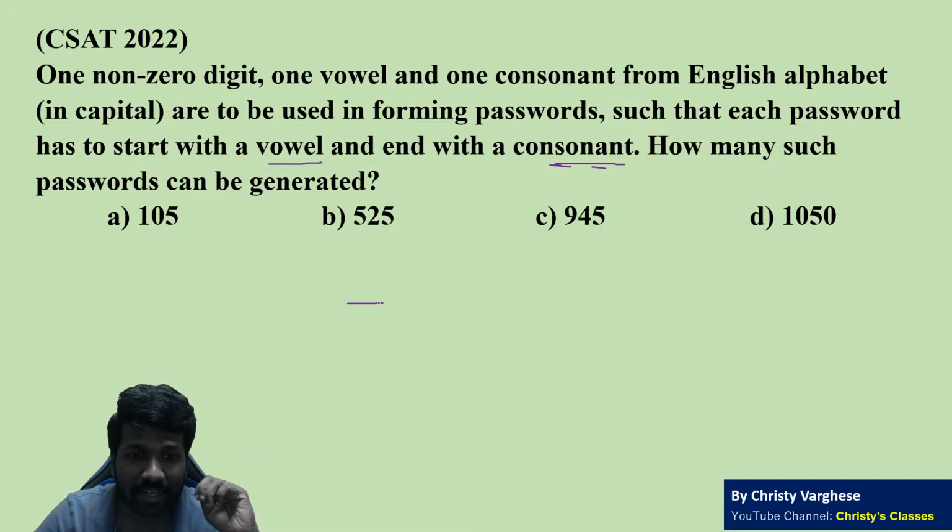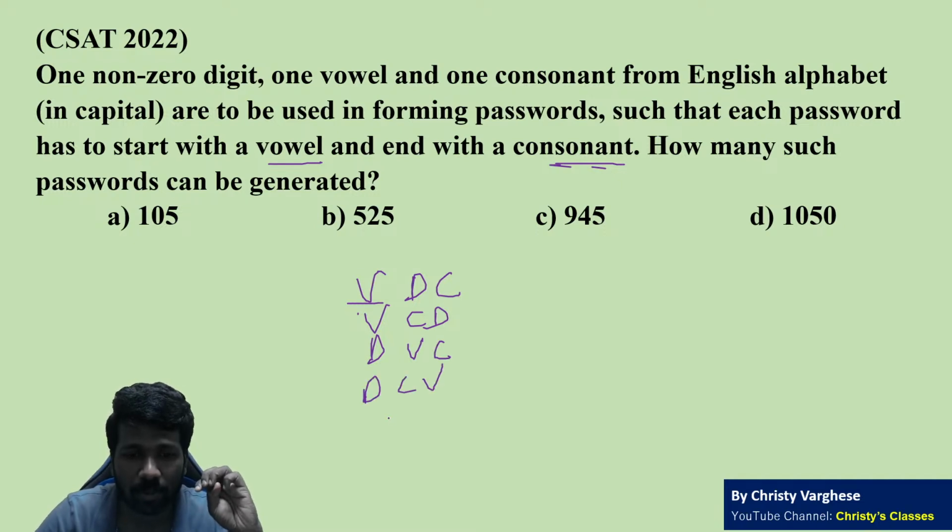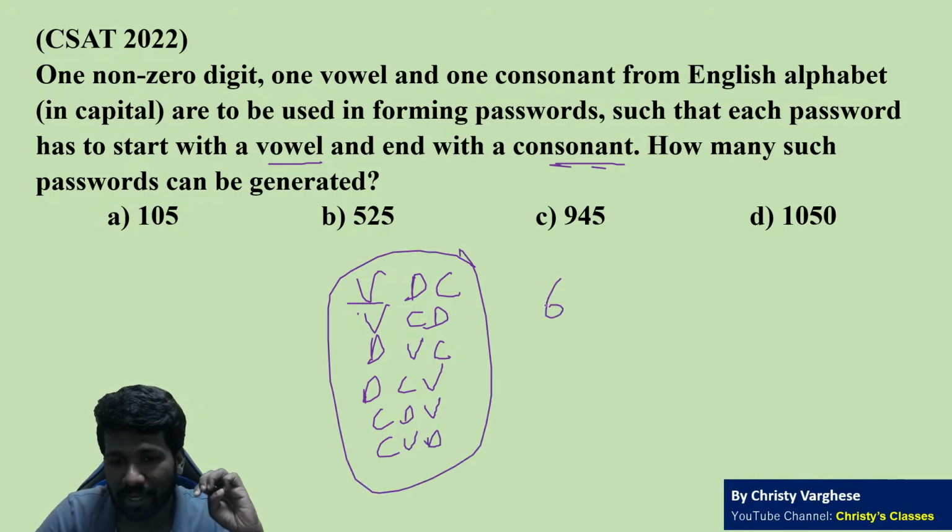That means it is a little more tricky. So vowel digit consonant is possible, vowel consonant digit is possible, digit vowel consonant is possible, digit consonant vowel is possible, consonant digit vowel is possible, consonant vowel digit is possible. So that itself has 6 arrangements.